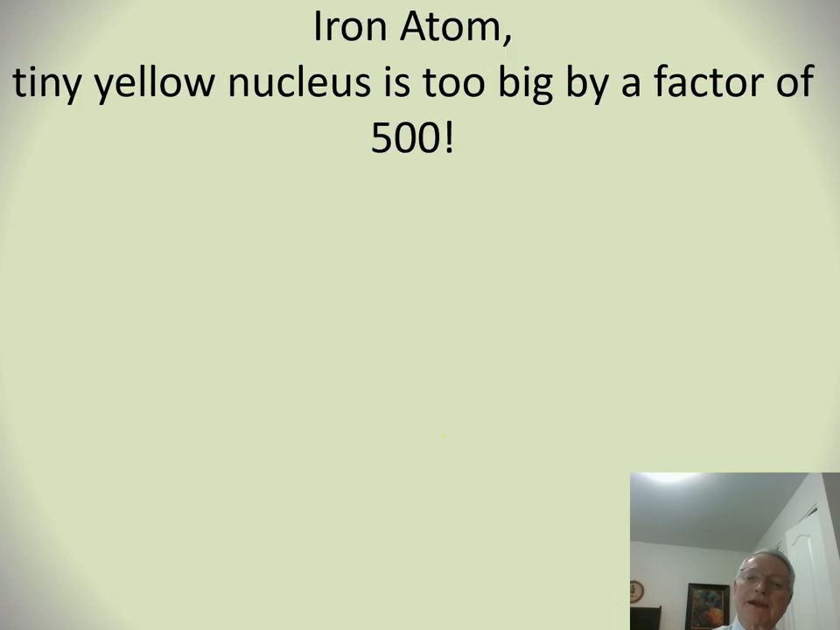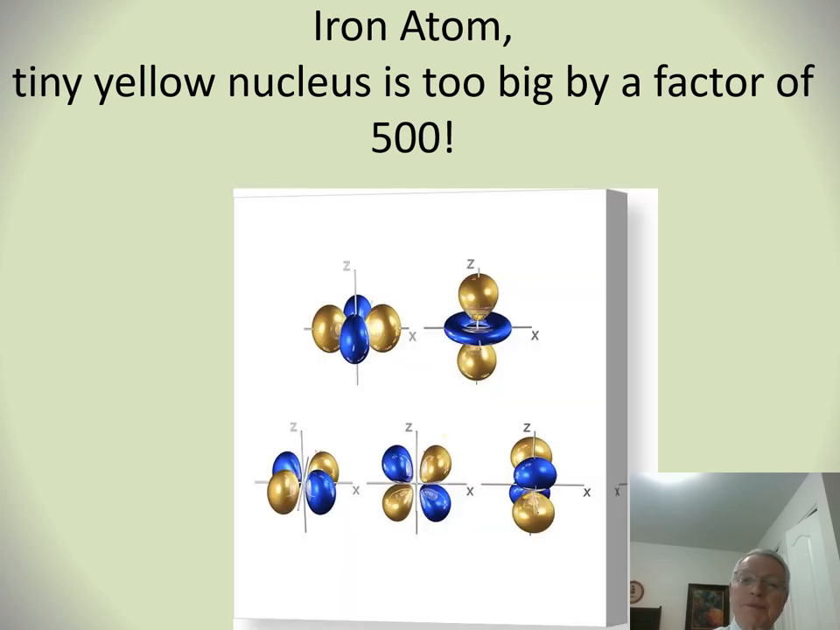If we go down to the atomic level, then we see individual iron atoms, and we can't image those. In this picture, these are some d orbitals for the iron atom. That's what its valence electrons look like. They're in these kind of states. I just made a little tiny yellow dot show up.